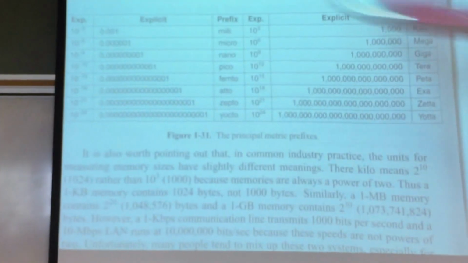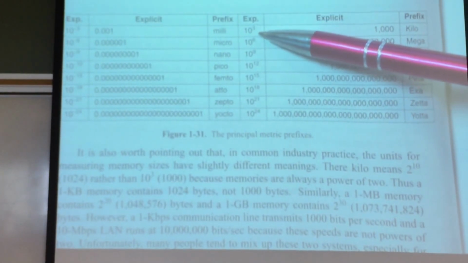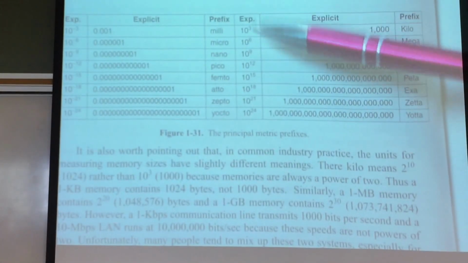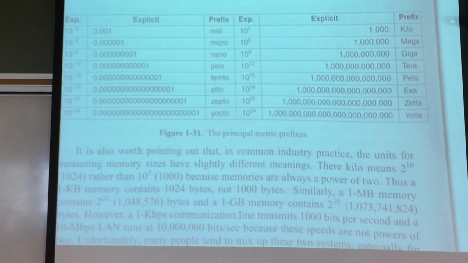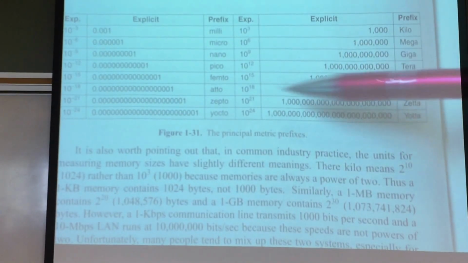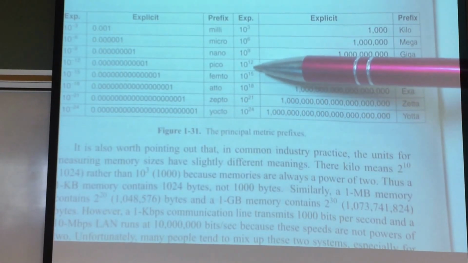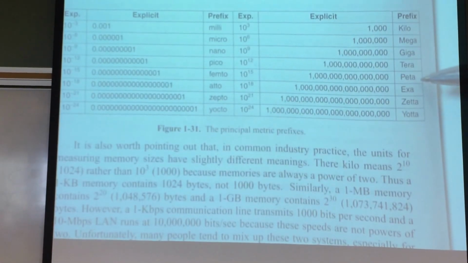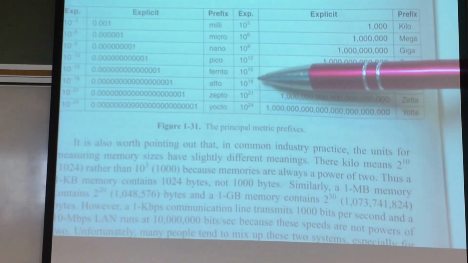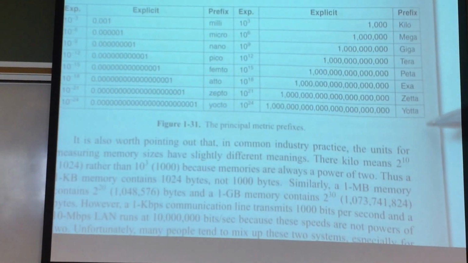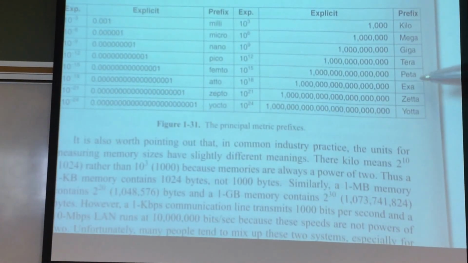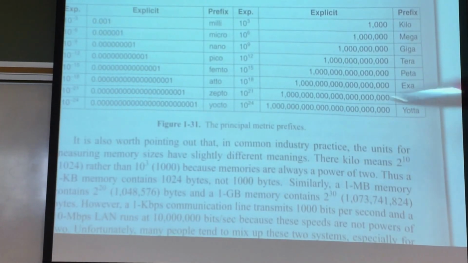But kilo means 10 to the power of 3. Mega is 10 to the power of 6. Giga, 10 to the power of 9. Tera, 10 to the power of 12. Peta, 10 to the power of 15. And so on. In the future, we have exa, zetta, and yotta.